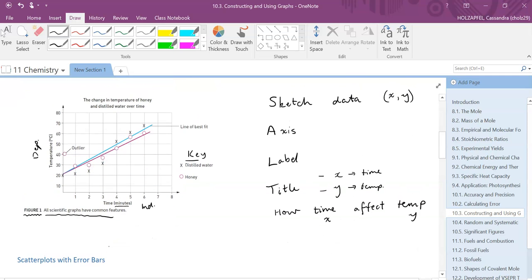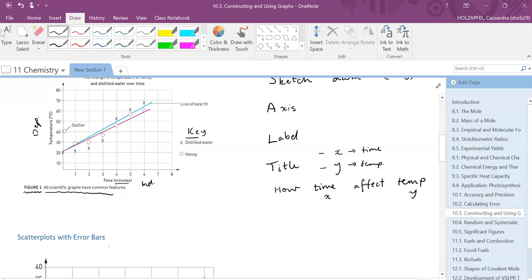I'm a bit particular with these graphs. I'm going to talk to you more about how I like to do graphs, because there's something I don't like about this graph. So when we go to do our experiments and our assignments, I will show you specifically the way that I like my graphs to be done.